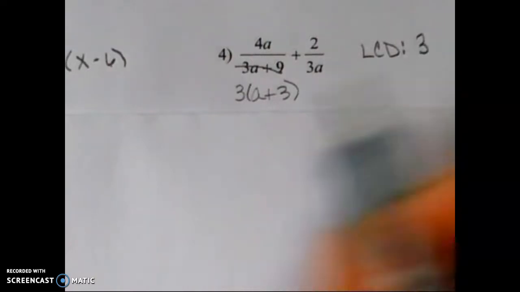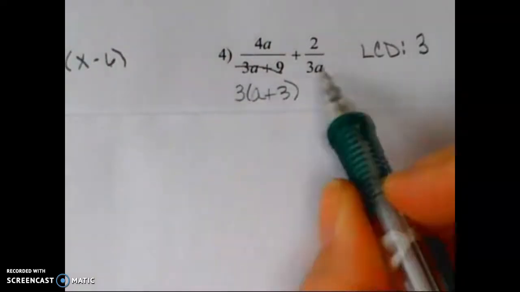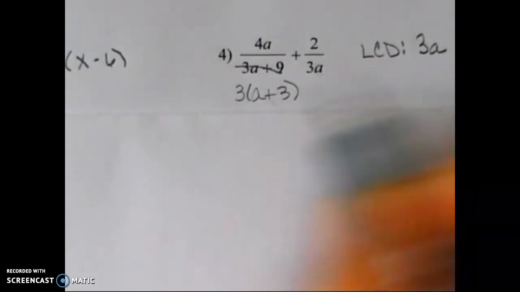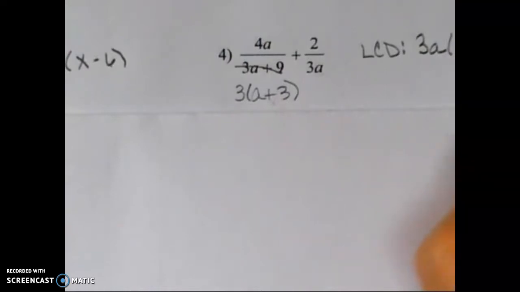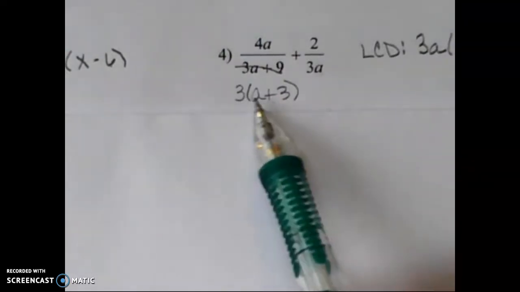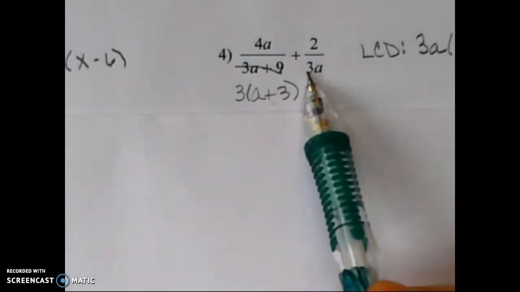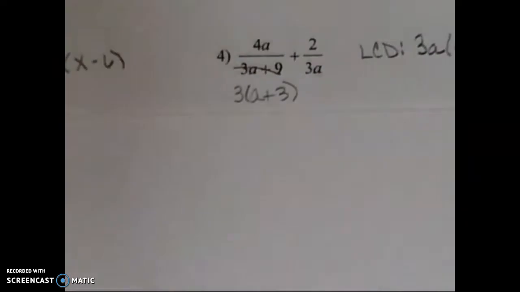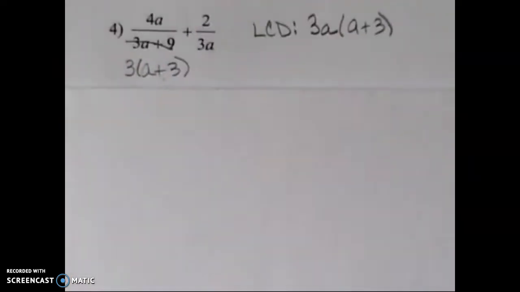Then you take care of the variables. That's all that's there. Oh, there's an a here, so that a has to be represented. And then you take care of the binomial, which is a plus 3. And I think that takes care of everything. That's represented, that's represented, that's represented, that's represented. Okay, we're good to go. So our LCD is 3a times a plus 3.